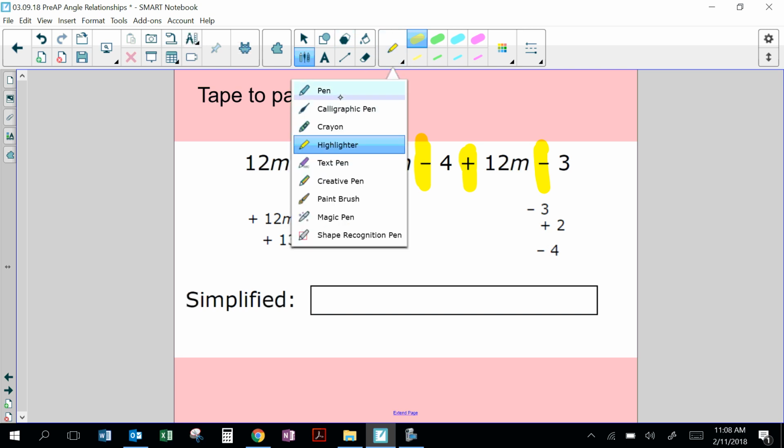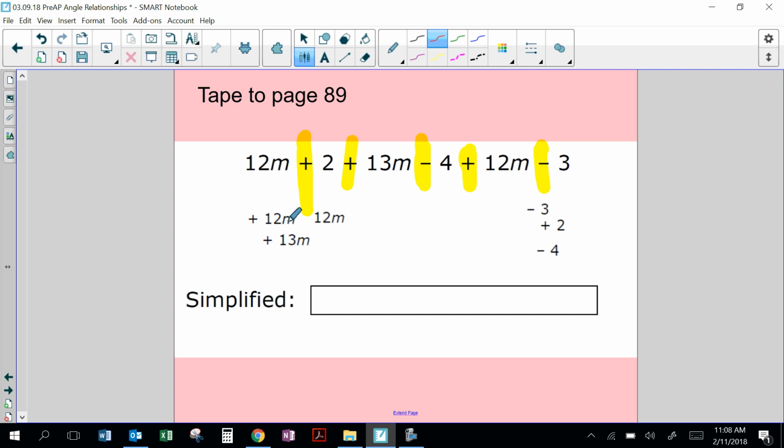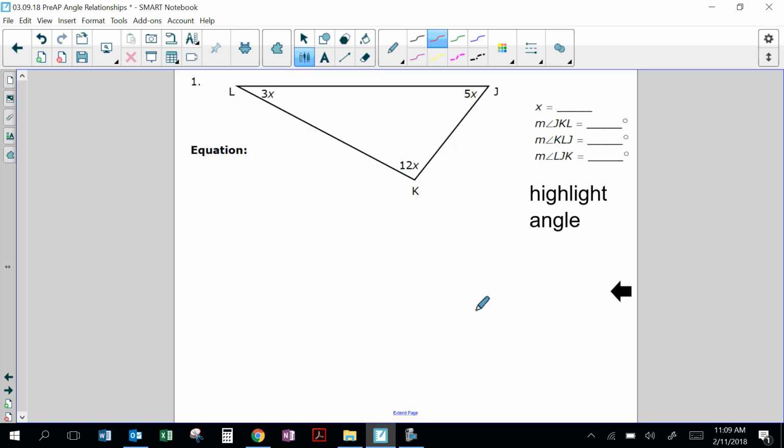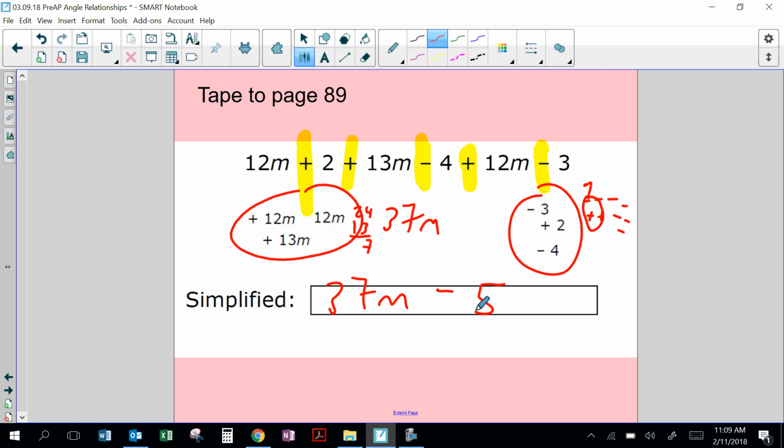Let me get my pen. 12 plus 12 is 24, plus 13 is 37 m's. And so this is 37 m's. If I group all of these integers, negative 3 plus 2 is negative 1, plus negative 4 is negative 5. Again, here it is if you would like to visualize it. So this makes a zero pair, and then 4 more negatives, so it's negative 5. So 37m minus 5.